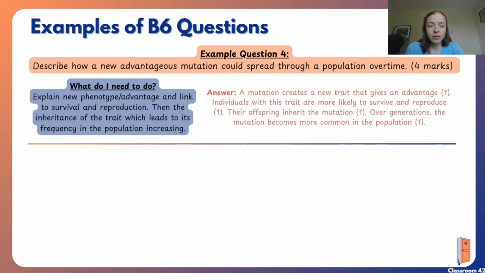So here's an example answer. A mutation creates a new trait that gives an advantage. Individuals with this trait are more likely to survive and reproduce.